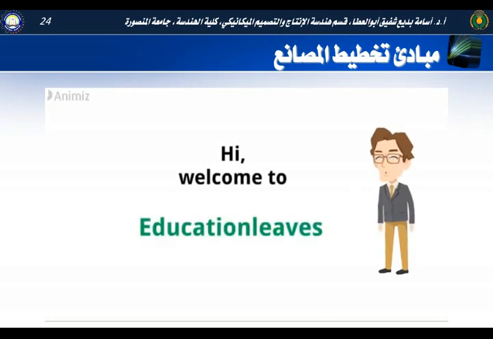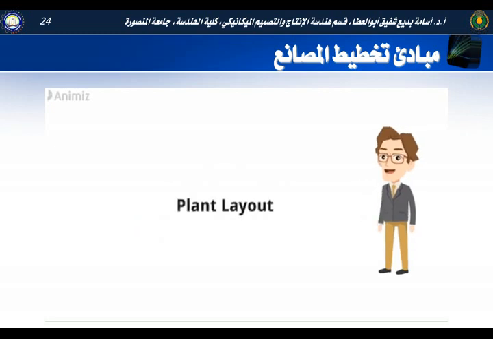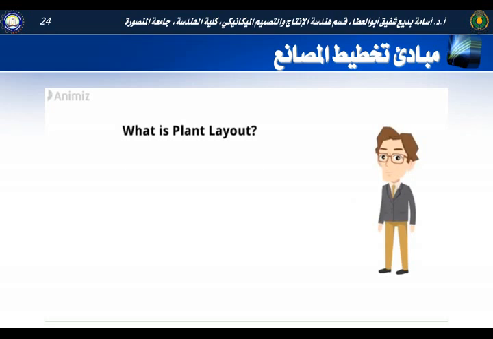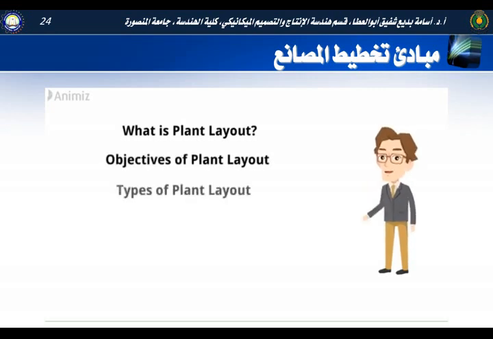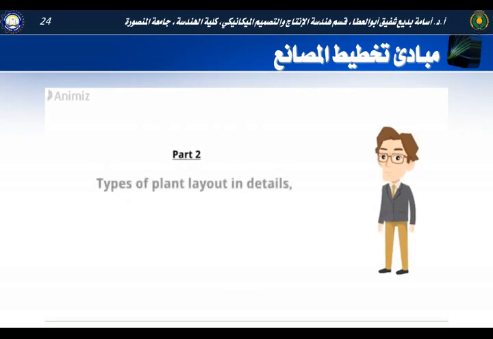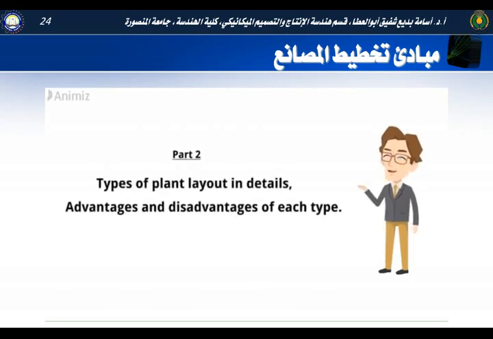In this video, I am going to discuss the plant layout. Topics that I have covered in this video are what is plant layout, objectives of plant layout, and types of plant layout. In part 2, I have explained the types of plant layout in detail with the advantages and disadvantages of each type. Let's start the video.